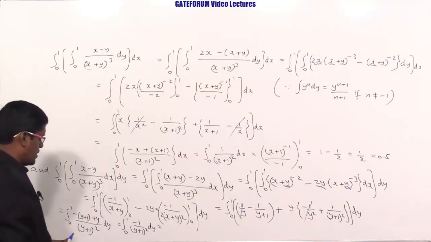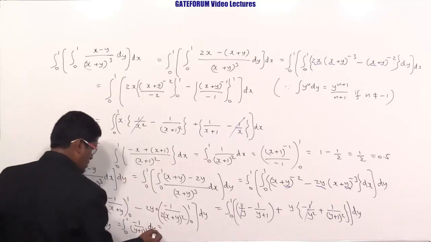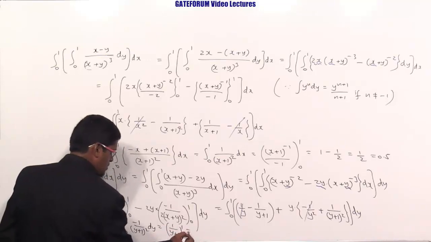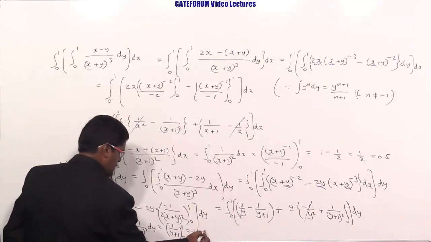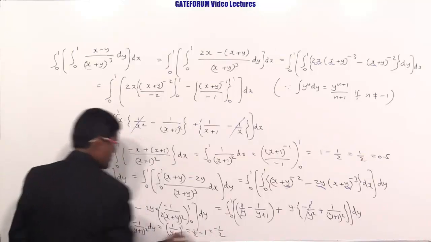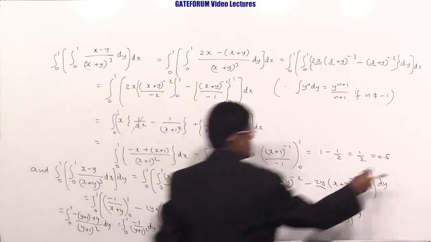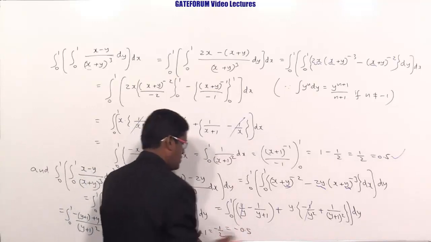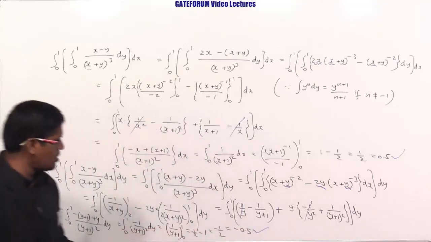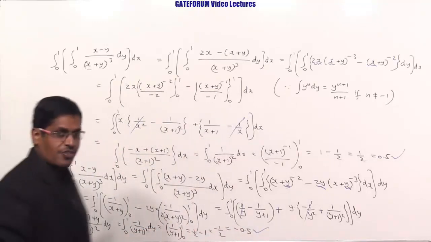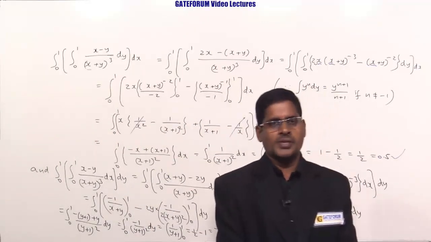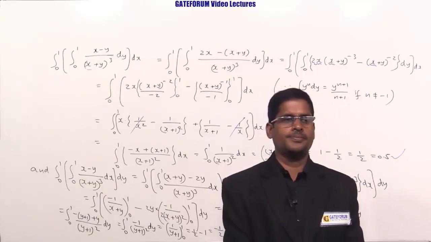So 1 by y plus 1, now this integration is 1 by y plus 1 between the limits 0 to 1, so 1 by 2 minus 1, that is minus of, so the first one is plus 0.5, the second one is minus 0.5. So the two integral values are 0.5 and minus 0.5 respectively. Accordingly the answer is option C. This is the end of the question.